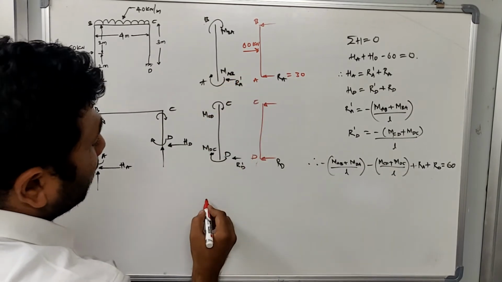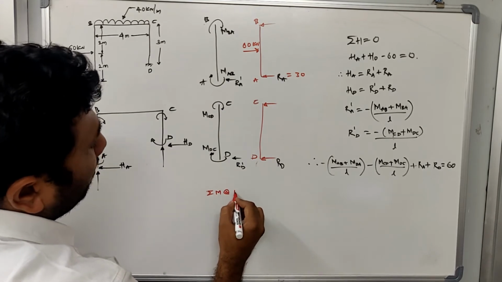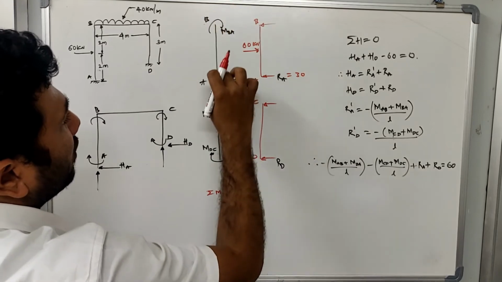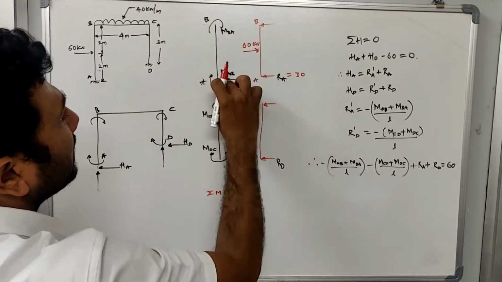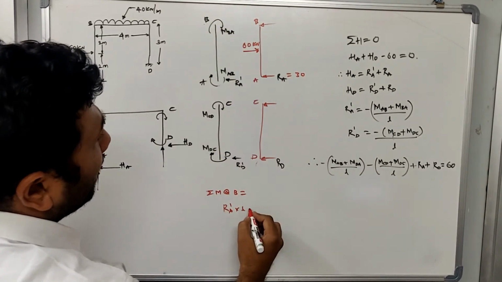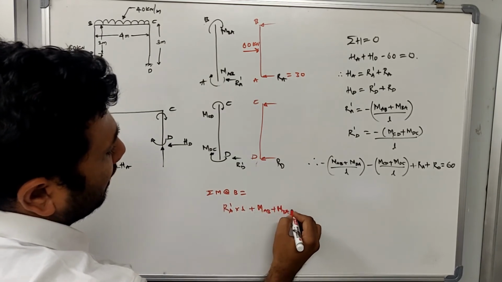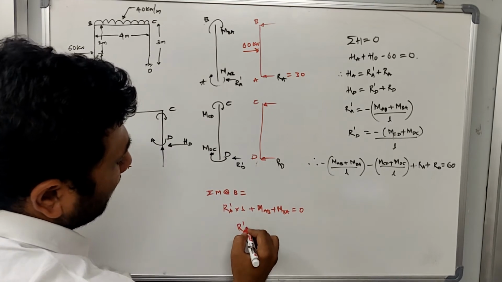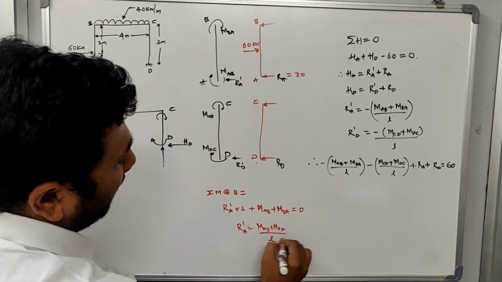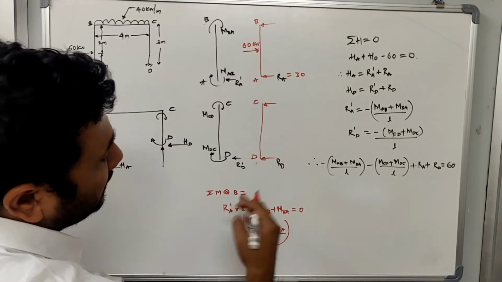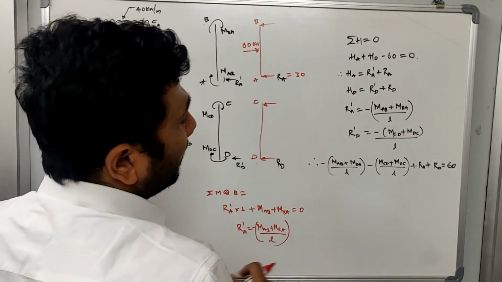Now let us determine RA dash. The summation of all the moments at B is equal to 0 in this given figure. You just concentrate on this figure. So RA dash into L, let me assume this is the length L of the member, plus MAB plus MBA is equal to 0, which means RA dash is equal to MAB plus MBA divided by L, but with a minus symbol because we are sending it to that side. So RA dash is equal to minus of MAB plus MBA divided by L.